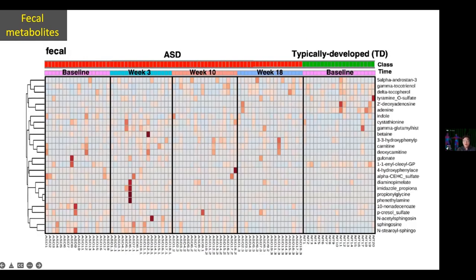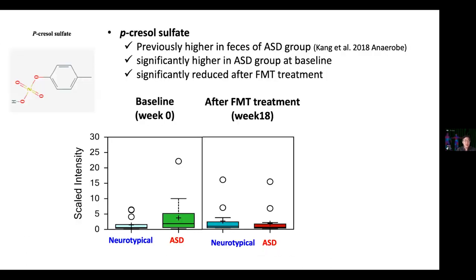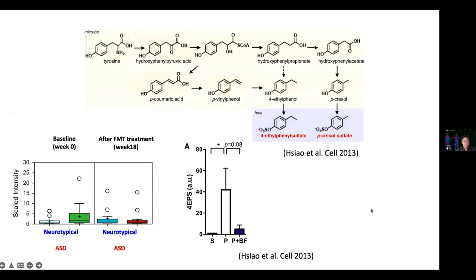Regarding fecal metabolites, we also found some changes, although they were not as significant as what we saw in the plasma metabolite profiles. But we found a very interesting metabolite, p-cresol sulfate, which is known as a kind of toxicant and was previously reported to be much higher in the feces of children with autism. We found that p-cresol sulfate was very high in autism at baseline, but after treatment it was reduced and became similar to the levels in neurotypical children.